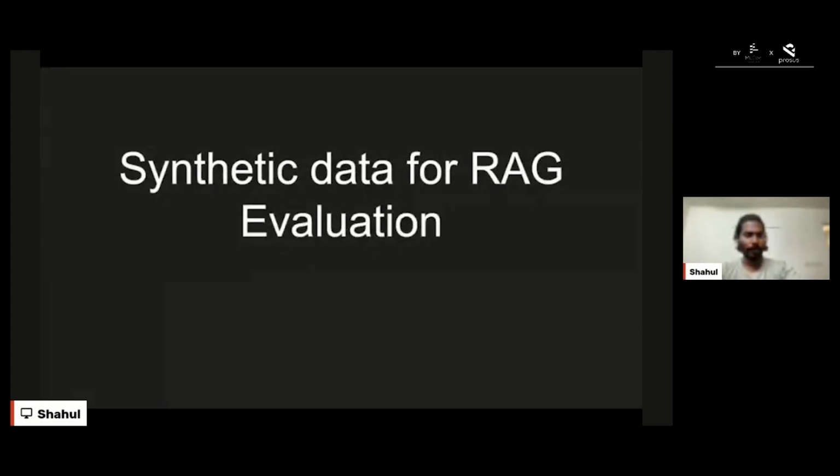We'll be talking about synthetic data for retrieval augmented generation evaluation.